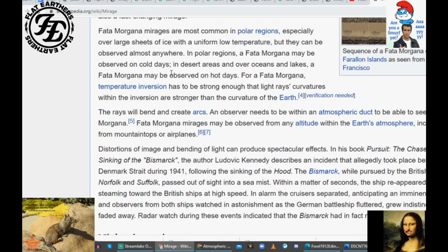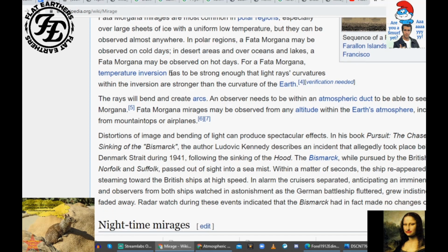Okay. Fata Morgana mirages are most common in polar regions. This is exactly what was said about the superior mirage. But they can be observed almost anywhere. Wait a minute, they're most common in polar regions, but you can see them anywhere. In polar regions, Fata Morgana may be observed on cold days. In desert areas and over oceans and lakes, a Fata Morgana may be observed on hot days. So there's no telling. It can happen cold days, hot days, cold days, hot days.